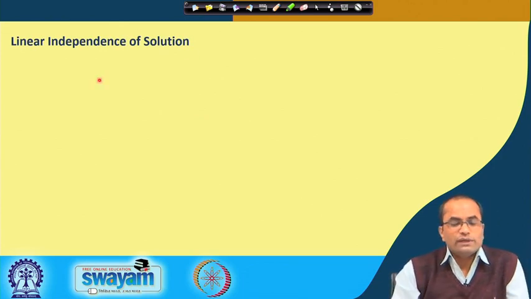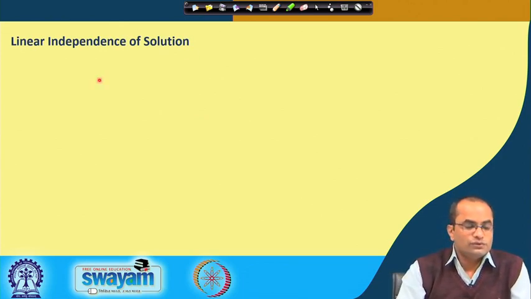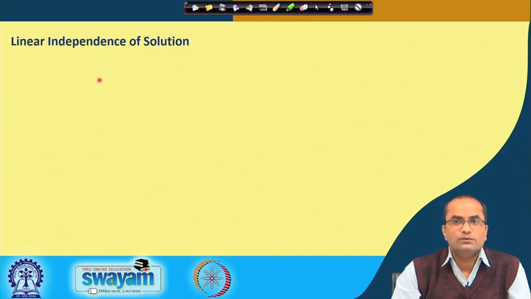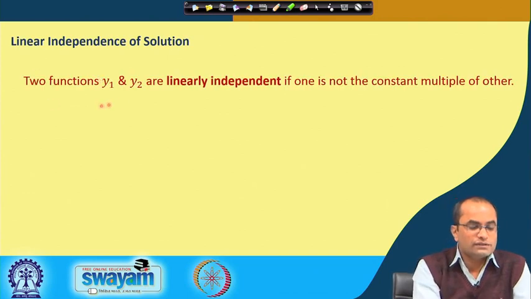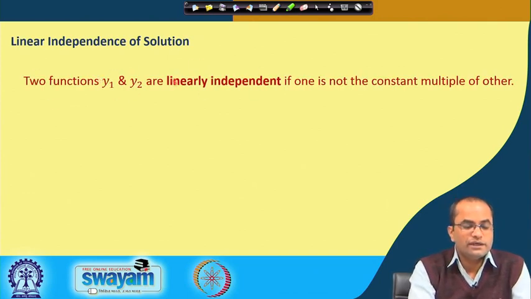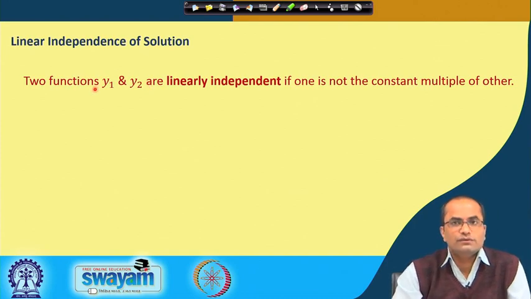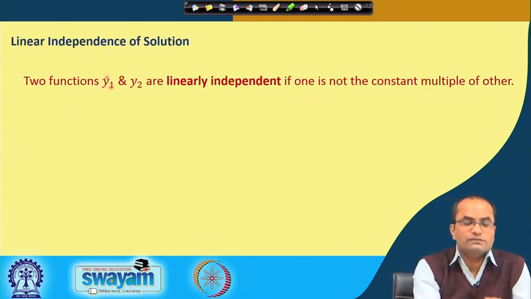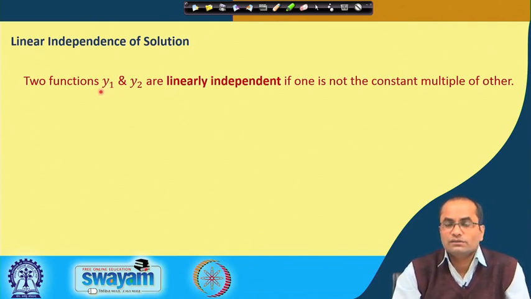So, before we go to that discussion, we need to also introduce linear independence of solutions. Though we have talked about linear dependence and independence in linear algebra, we will revise the concept again here. Two functions y1 and y2 are linearly independent if one is not a constant multiple of the other. First we are introducing it for two functions, because it is much easier to see the linear independence for two functions. If we cannot write one function as a constant multiple of the other, they are independent.